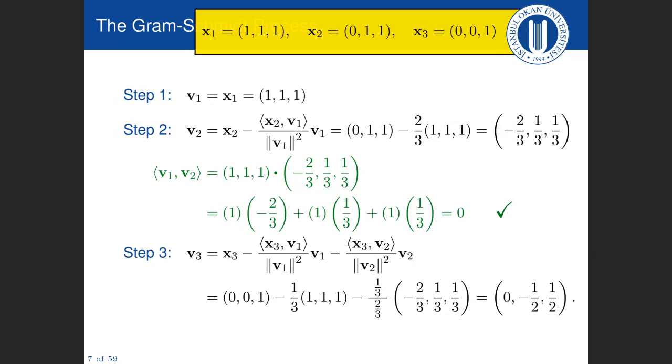Now looking at step 3, where does the 1 over 3 come from? It's the dot product of x3 and v1, which is 1, divided by the norm of v1 squared, which we did, that's 3.